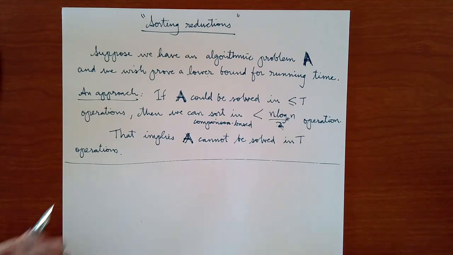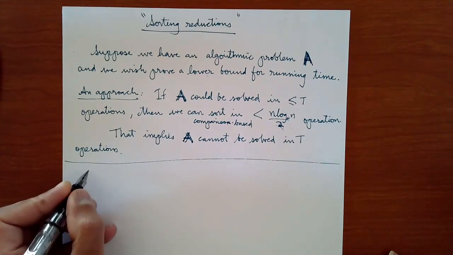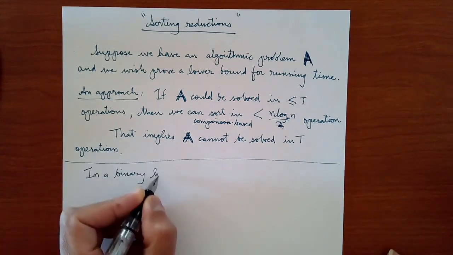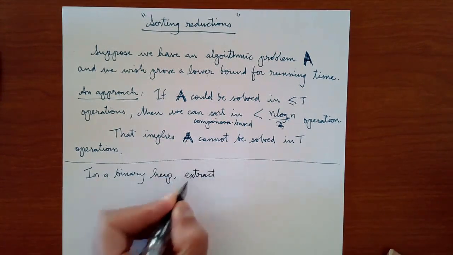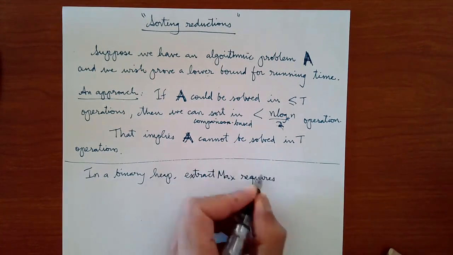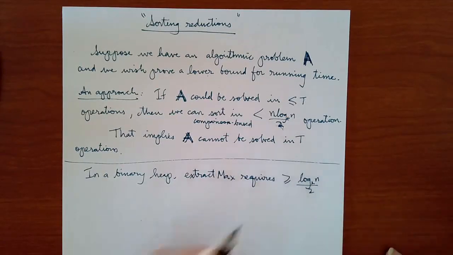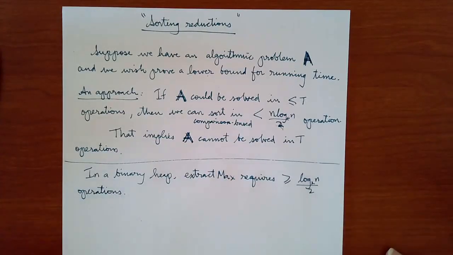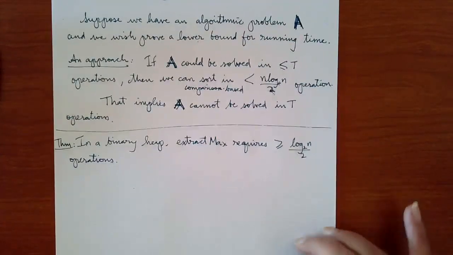So for example, here's a nice and compelling example: in a binary heap, extract max requires at least log base 2 n over 2 operations. Okay, so this is actually a theorem. And so what is the proof?